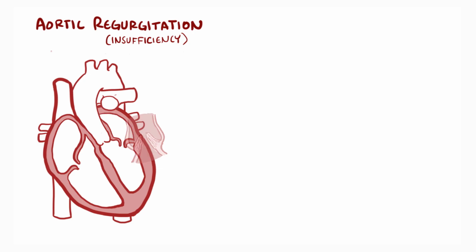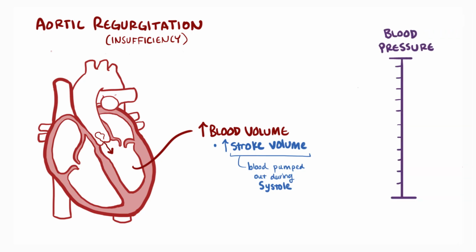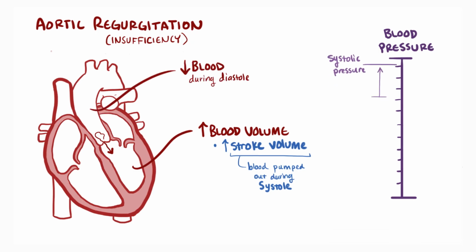Since blood's leaking back from the aorta into the left ventricle, the left ventricular blood volume increases, which increases the stroke volume, or the amount that the left ventricle pumps out during contraction, or systole. More blood pumped out of the heart per squeeze requires more pressure, so systolic blood pressure increases. During diastole, though, there's less blood volume in the aorta, since some of that has leaked back into the ventricle, which means that diastolic blood pressure decreases.